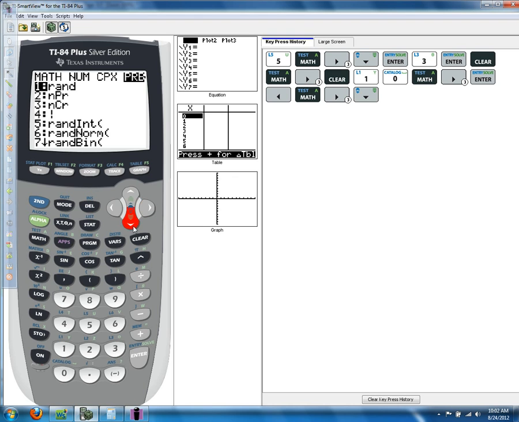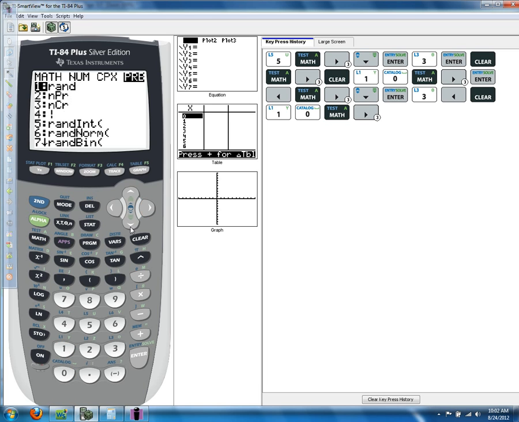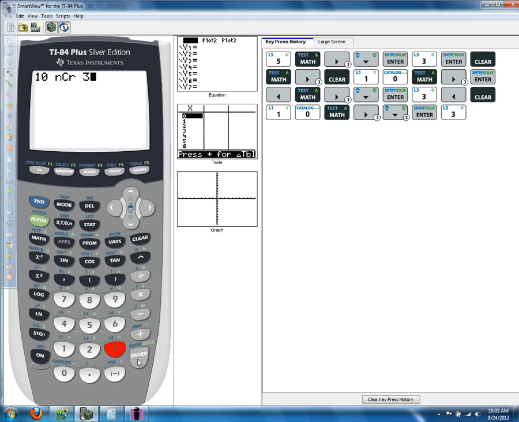I want to do this one. There we go. 10, and I want, no, that was P. I want C. So let me start over. There we go. And 3, and I hit enter, and I get 120. So I could do it that way, or the longhand way. Either way works.